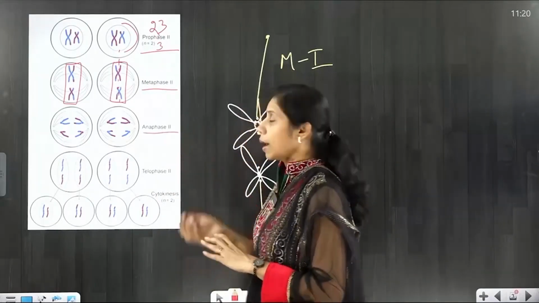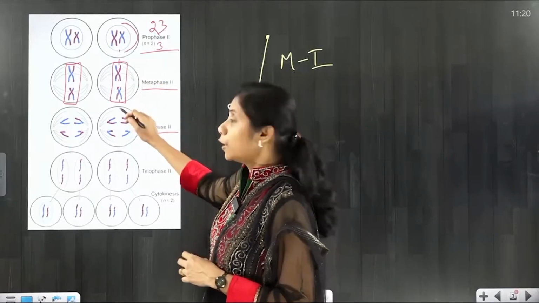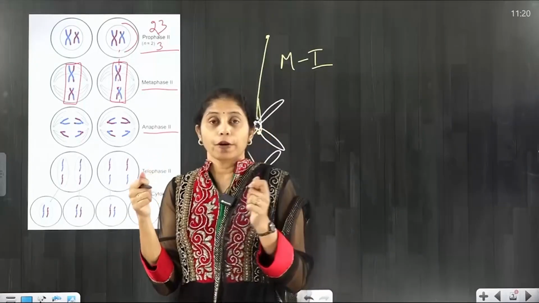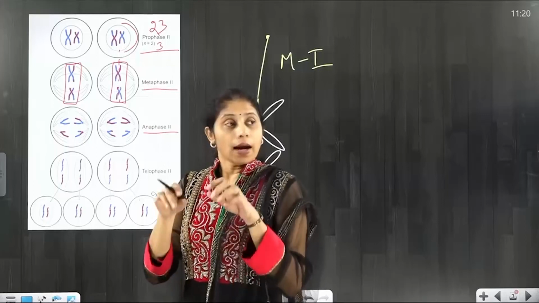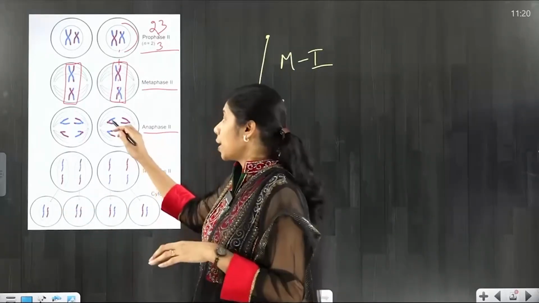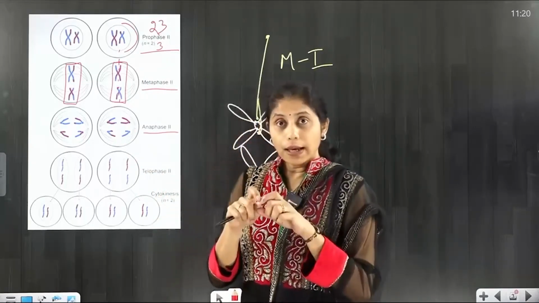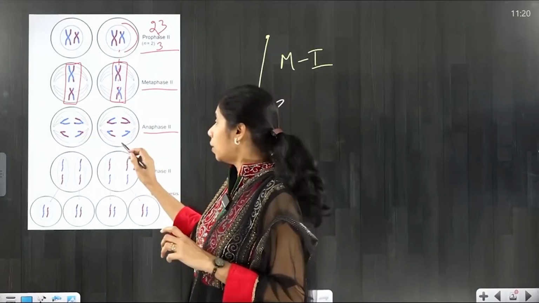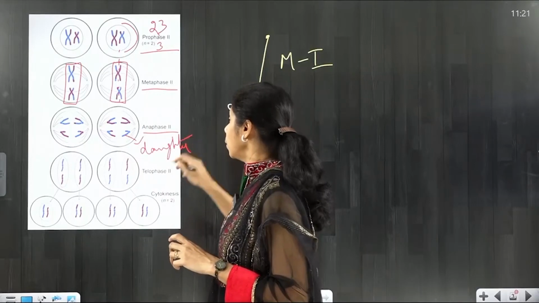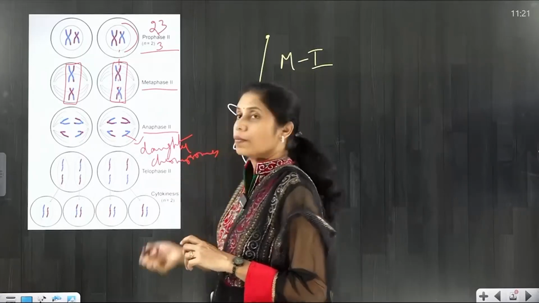Then in anaphase 2, exactly, they are placed in the center, on the equator. Now the centromere splits. The centromere, which is holding the two chromatids of a chromosome, will split, and the sister chromatids will be separated. Sister chromatids are nothing but the two chromatids which belong to one chromosome. They get separated, and now these are called daughter chromosomes. Daughter chromosomes are formed in anaphase 2.